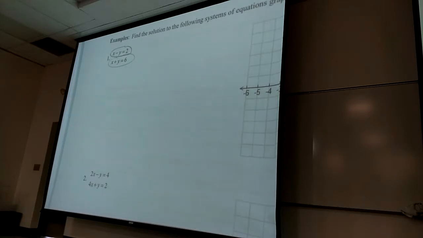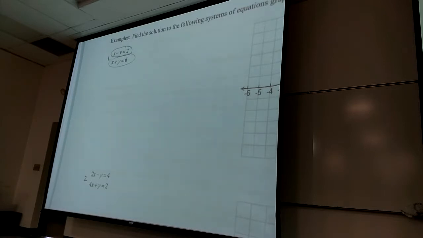So if I graph that first line, it'll be a line. And all the points it goes through are answers to that equation. On top of that, I graph the other line. And all the points it goes through are answers to that equation. So what's going to answer both equations at the same time? Yes, that one point where they meet.